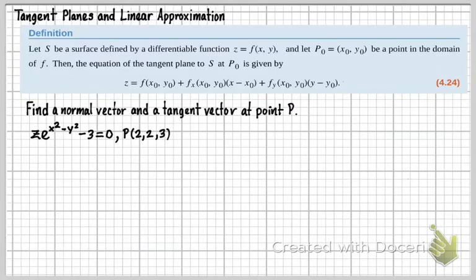This is another way we can use the definition of tangent plane. Take a look at this problem below. It says find a normal vector and a tangent vector at a point P. So that P could be our P naught. And we have our function here.